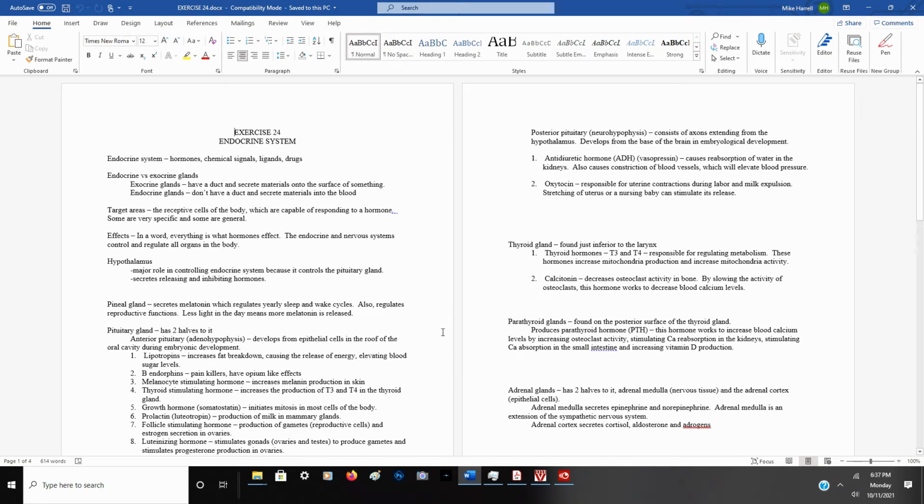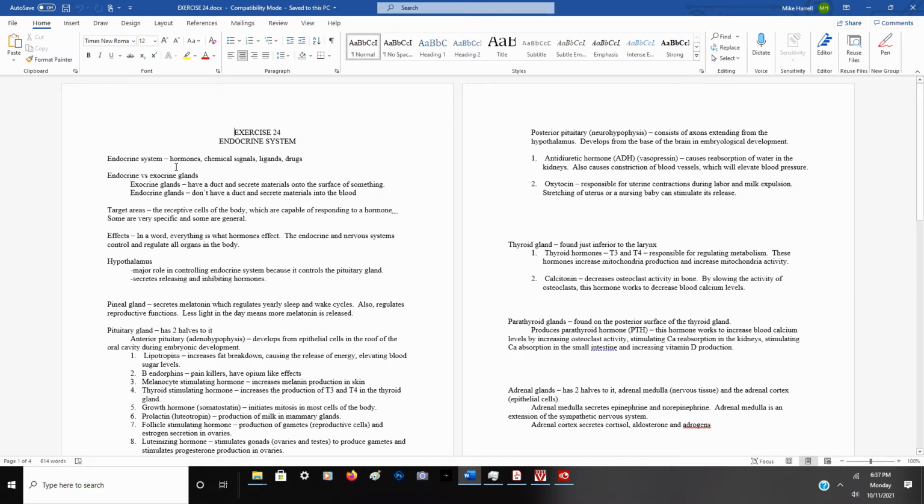Okay, let's take a look at exercise 24 on the endocrine system. We'll take a quick flyby on what all is in the lab book, and in a lecture you'll get a whole lot more of this. So exercise 24 in your lab book is about the endocrine system. When you talk about the endocrine system, you're talking about hormones.